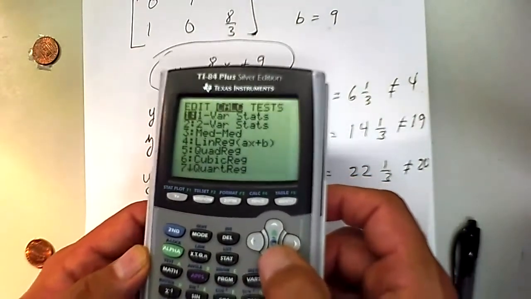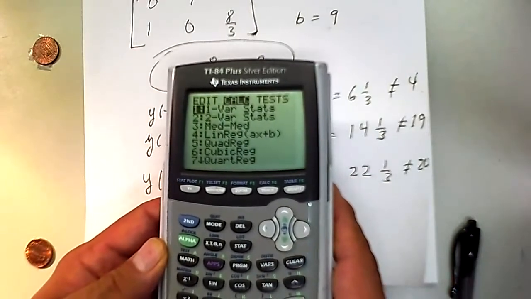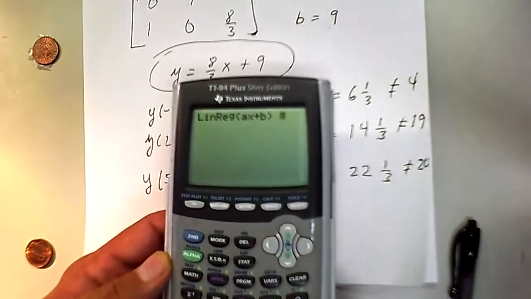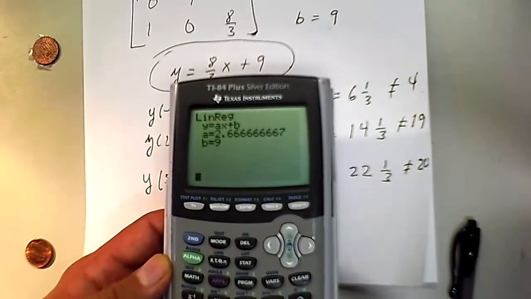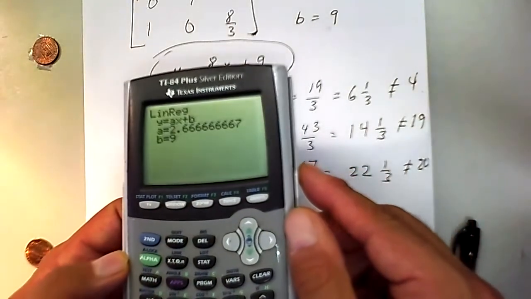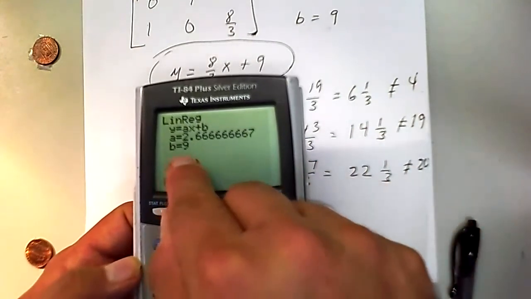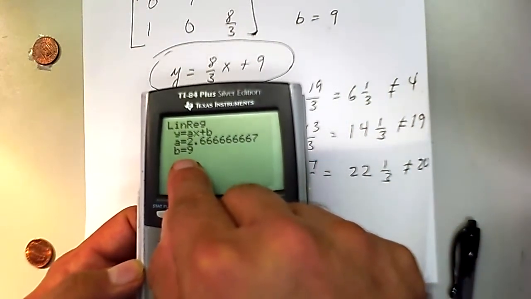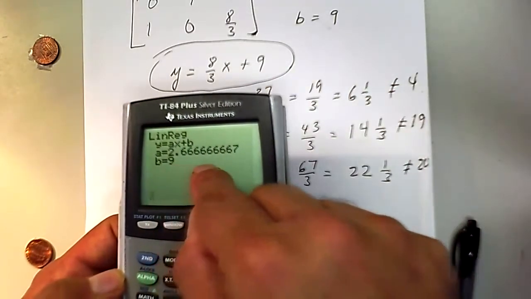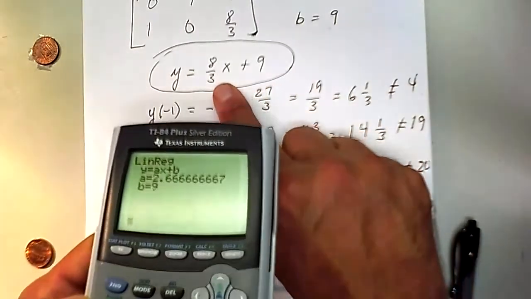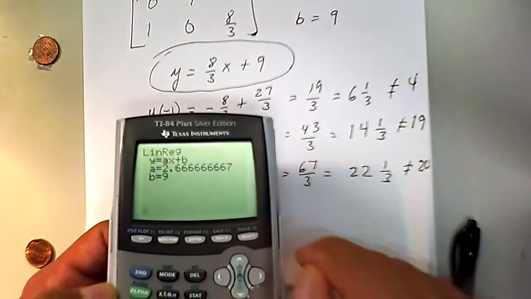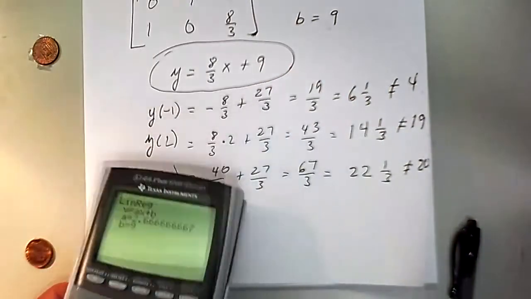Now the calculator can figure out the closest regression line, the regression line that is the closest line to all the data we're given. When I ask the calculator to figure this out and press enter, notice that we have the slope and the y-intercept. The slope is the same, 2.666, which is the same thing as 8/3. And the y-intercept is 9. So the calculator knows how to do this as well.